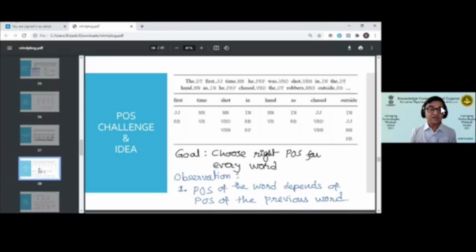When time is used as a verb. Short can be a noun or a verb. And in verb also, it can be either VBD or VBN. In can be IN, RB, RP. So there are many types related with "in" also.